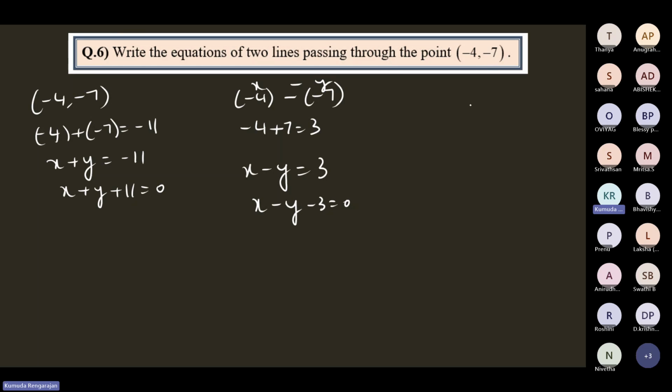You should not multiply, because if you multiply, what will happen? If you multiply -4 and -7, you'll get 28, and xy is equal to 28. xy is not linear. Do not multiply the 2 numbers, because on multiplying you will not get a linear equation.